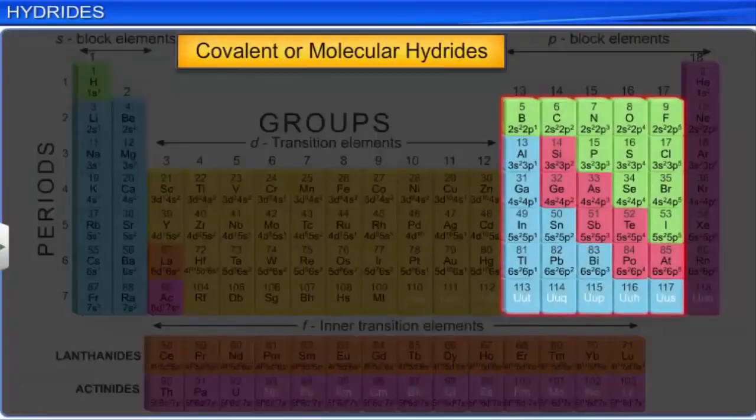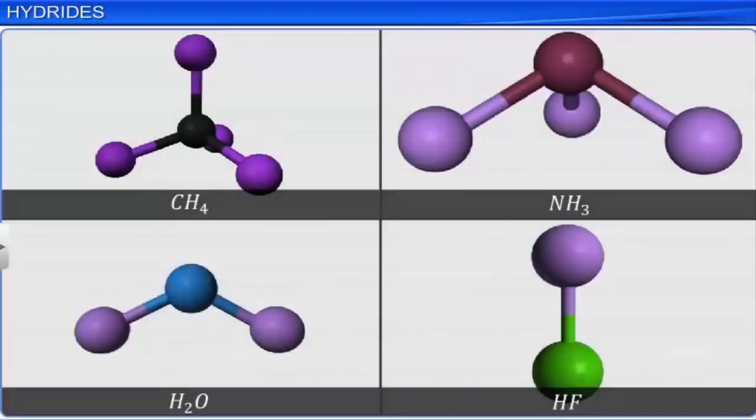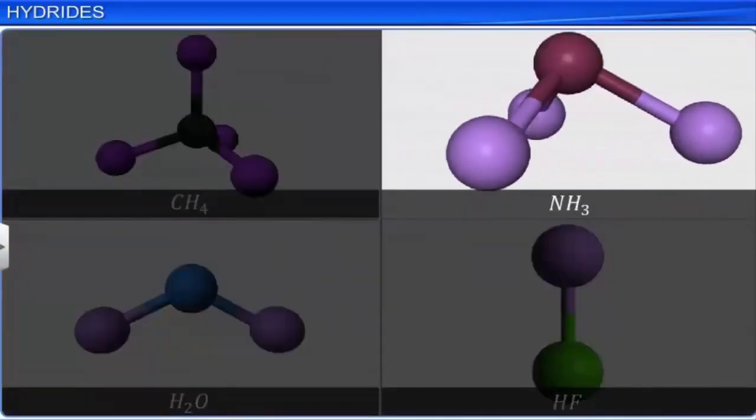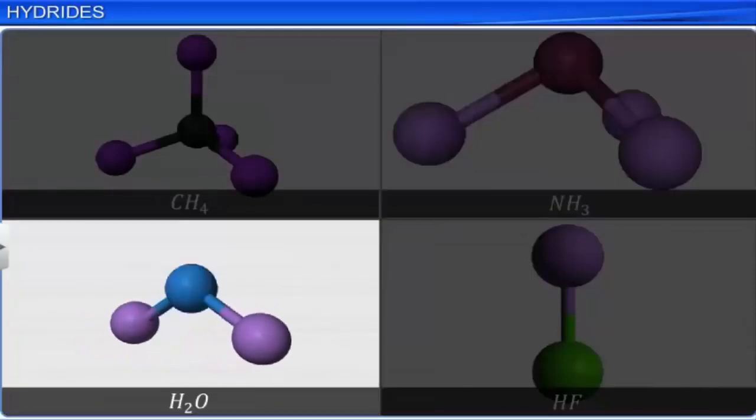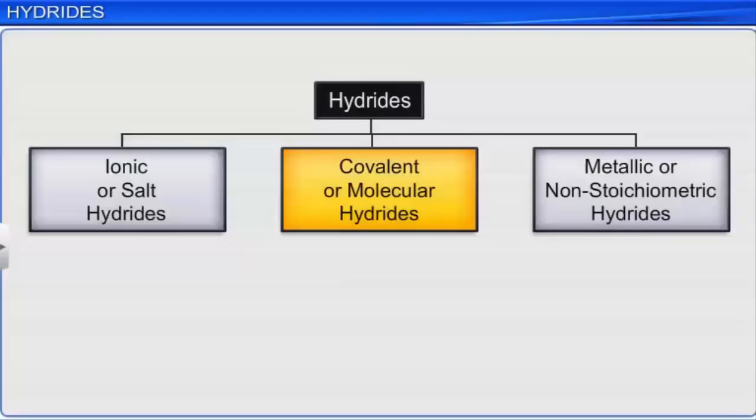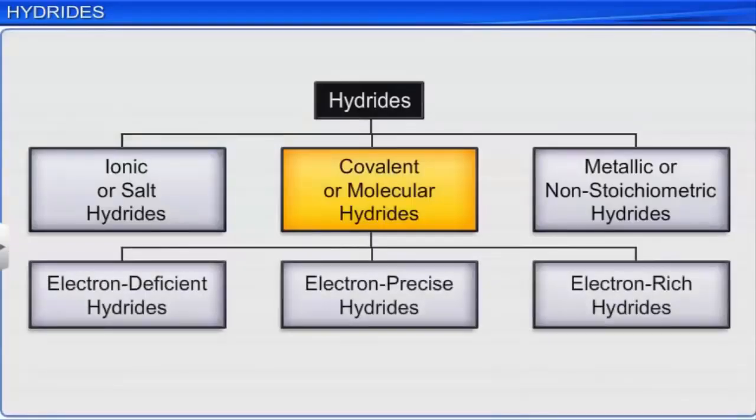They are bonded by covalent bonds. For example, CH4, NH3, H2O, and HF. Covalent hydrides are further classified into 3 types, depending on the number of electrons and bonds present in their Lewis structures.